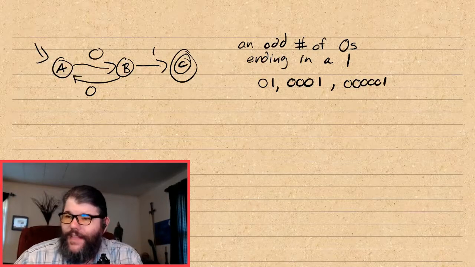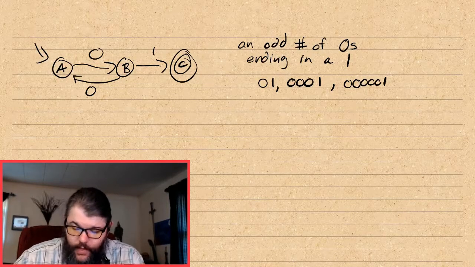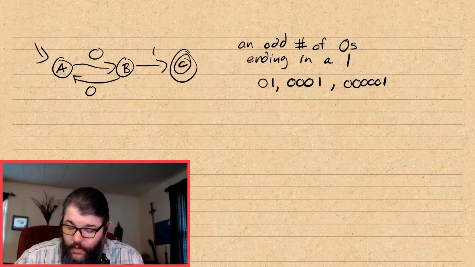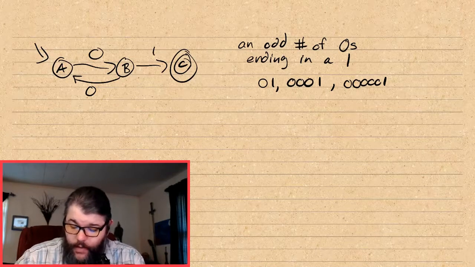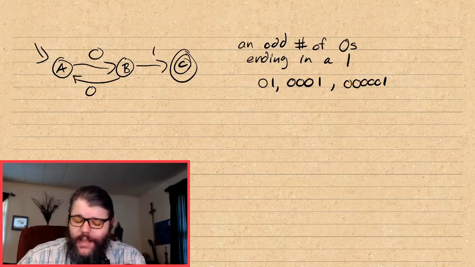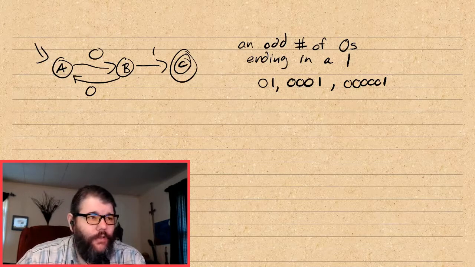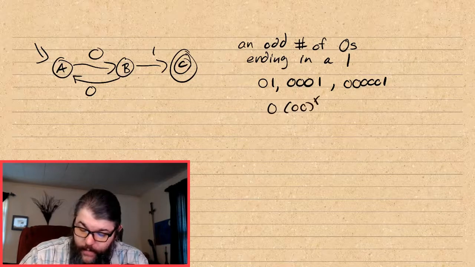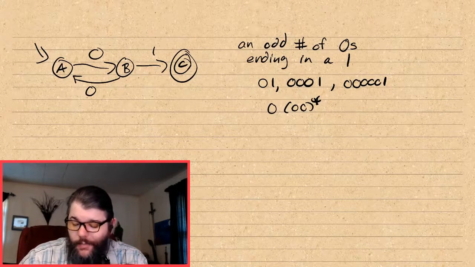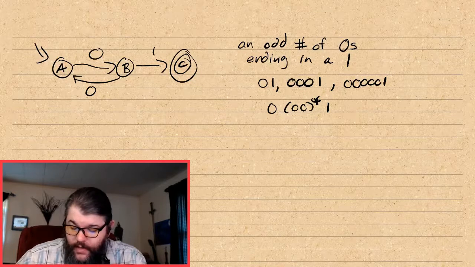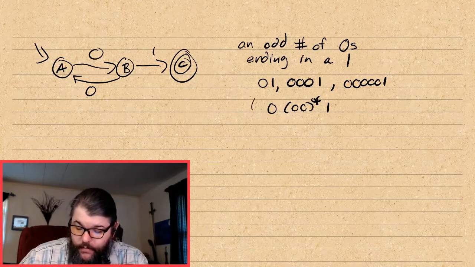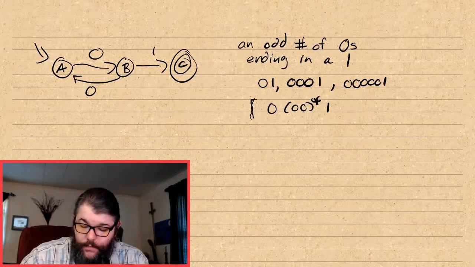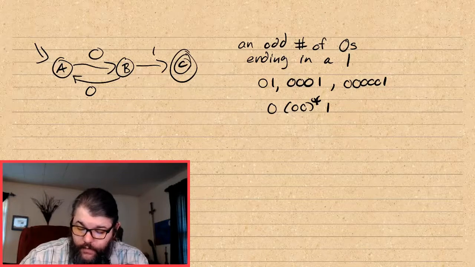That's not a fantastically incredible language, but I thought it would be a good language to start with because it is easy to write a regular expression for, and we can then see what happens when we do this regular expression conversion. So the regular expression for this might look something like this, which is 0 followed by some number of even zeros followed by 1. So this forces us to have an odd number of zeros and then a 1 at the very end.